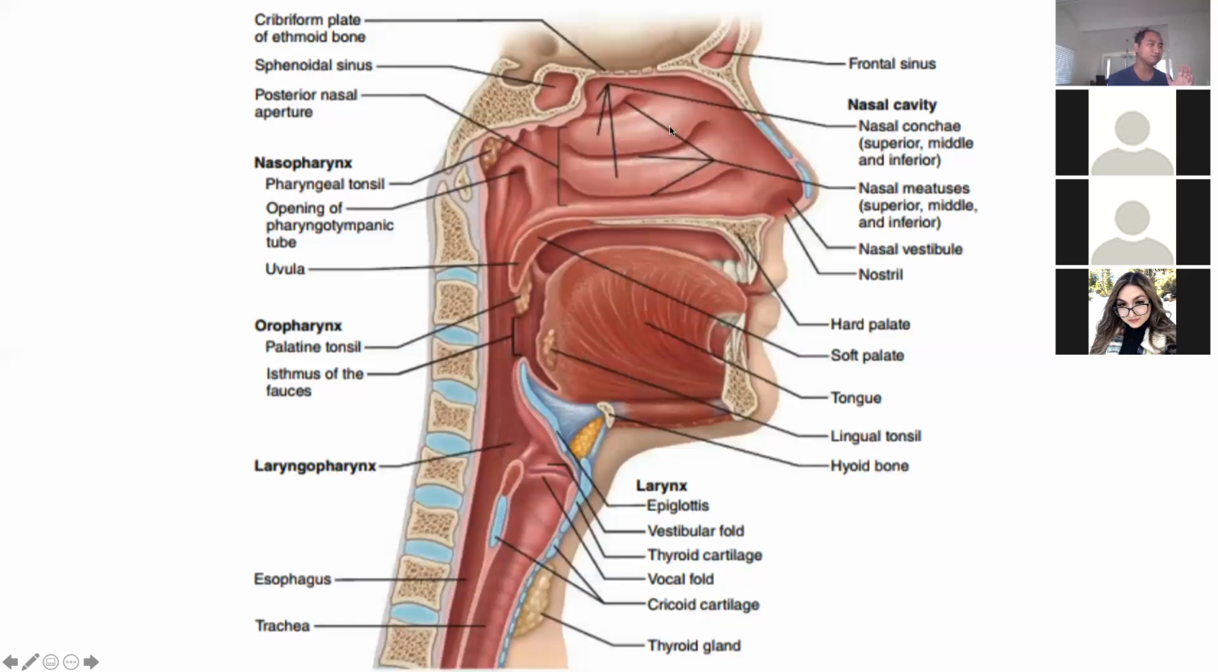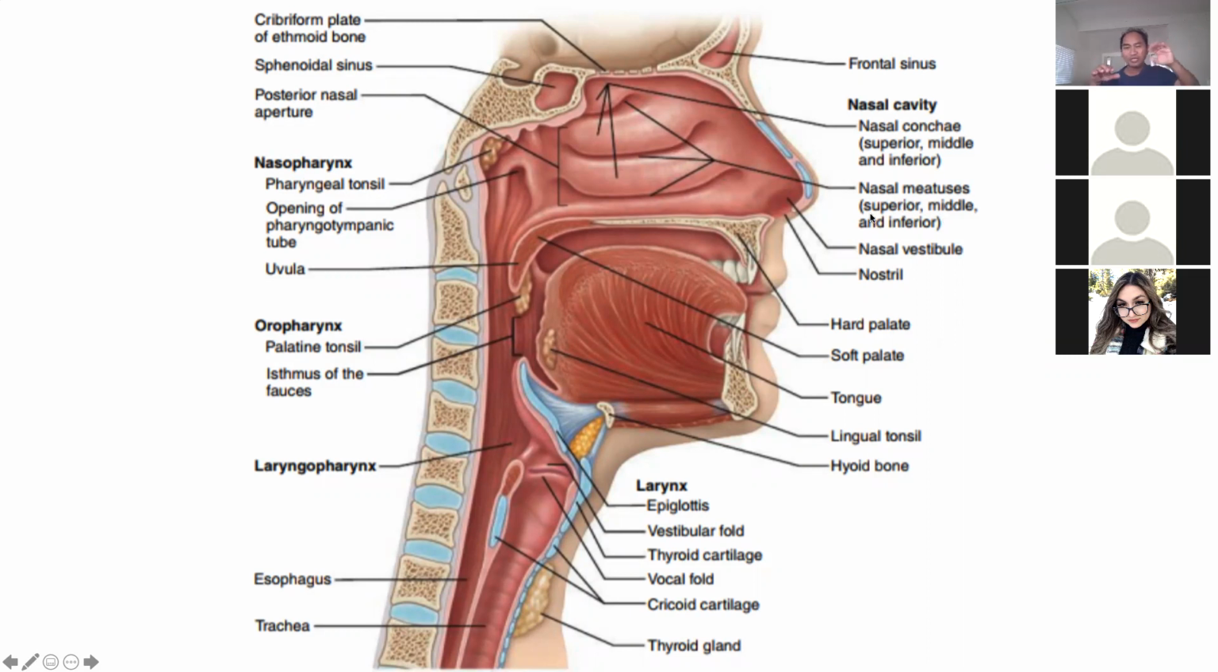So these are inside the nasal cavity. These are the nasal conchae. These are bony ridges covered with epithelium, pseudostratified columnar epithelium. We have 3 nasal conchae: at the top, the superior, in the middle, the middle, and the inferior. So superior, middle, and inferior nasal conchae. Underneath the nasal conchae, the space is called the nasal meatus.